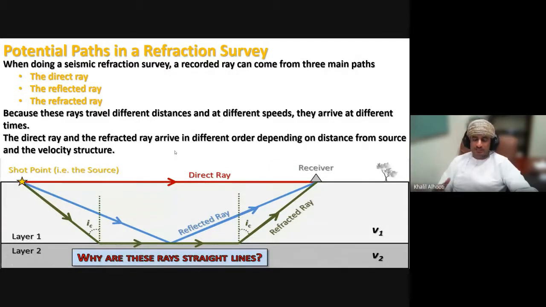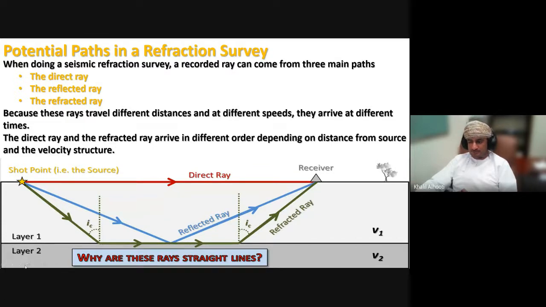I remember I said to you that whenever I send energy to the ground, the energy travels in different directions, in different paths. One of the simplest paths is the direct. It's directly traveling from the source in almost the first layer and getting received in many receivers or geophones. That's one type of energy. We call it direct energy. There is another energy that we call refraction. It hits the interface and gets reflected back.